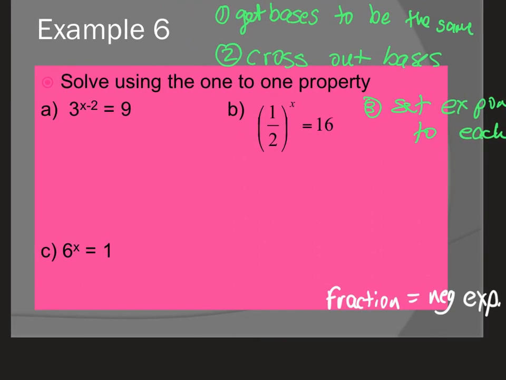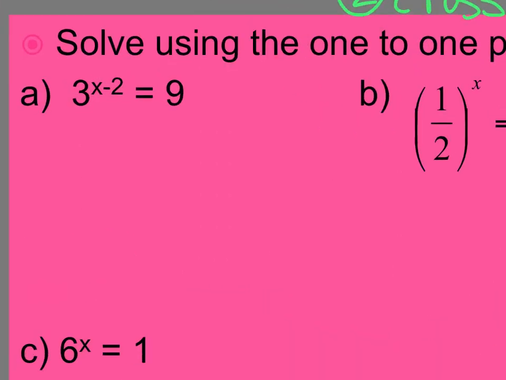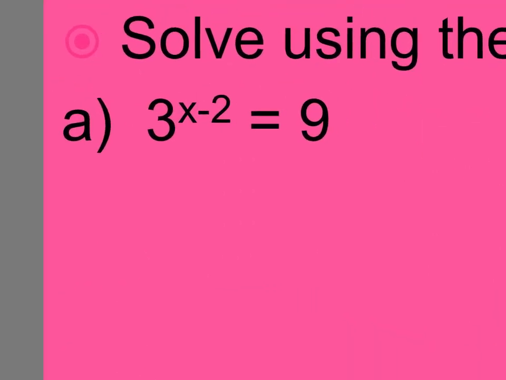Just keep that in mind. So if I look at letter A, letter A says 3 to the x minus 2 equals 9. Well, the first thing we want to accomplish is to get the bases to be the same. Can I break down 3? Is there another number times itself that'll give me 3? No. So I'm just going to rewrite 3 to the x minus 2.